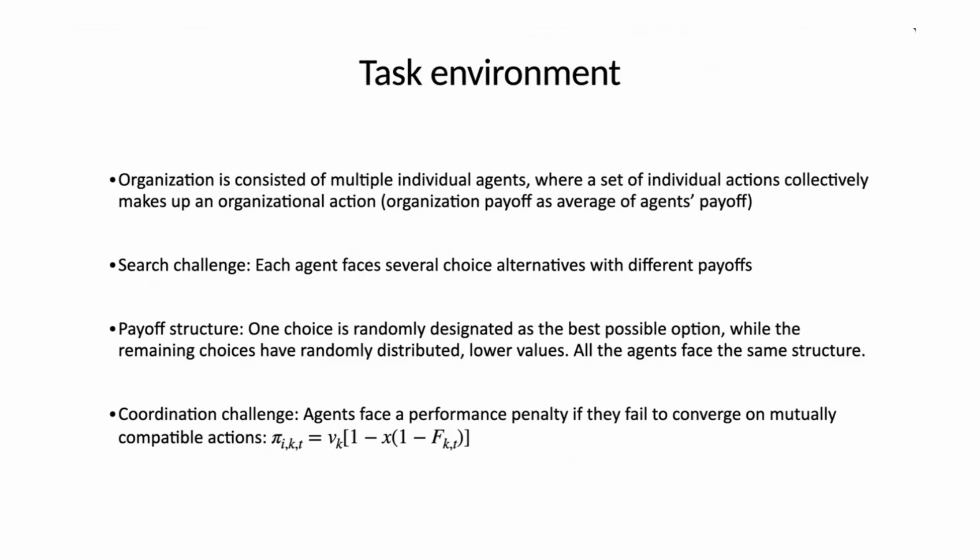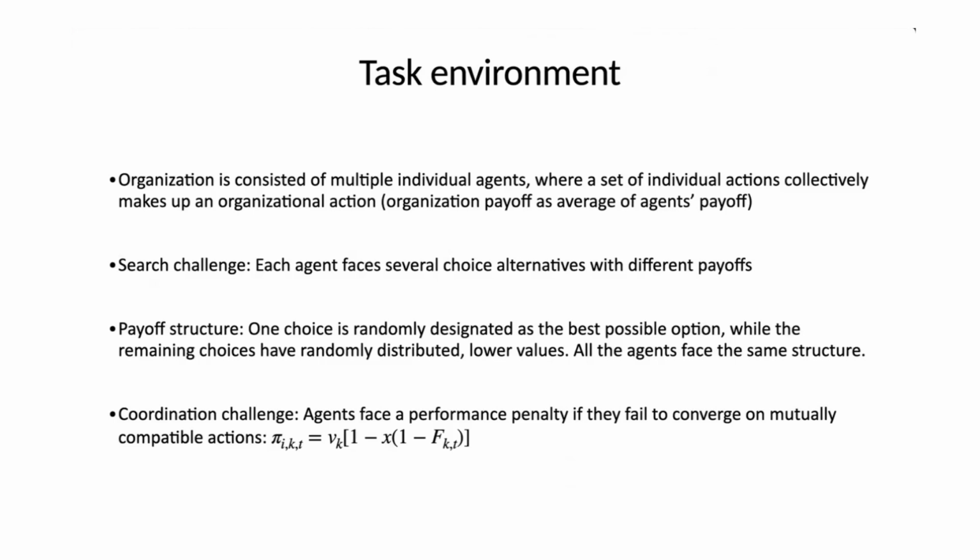You can see this x parameter here models how important coordination is. This is because f_kt means the fraction of the other agents in the same organization choosing the same option k in period t. Formulated in this way, if x is large and the fraction choosing the same option is low, the penalty on the value of this option will be high.